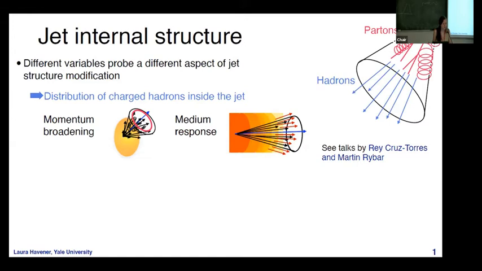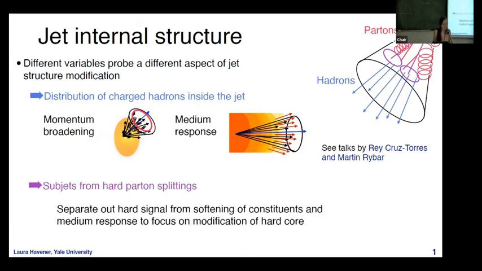So first, we can talk about observables that look at the distribution of final state hadrons inside the jet. And as Ray and Martin already talked to us a lot about yesterday, these tend to be sensitive to things like the redistribution of energy due to momentum broadening or the medium response.